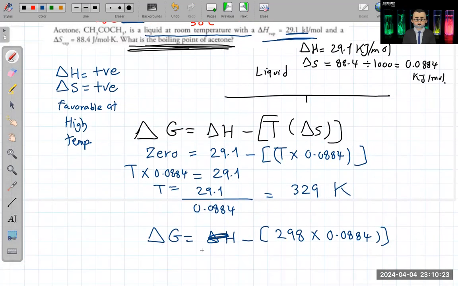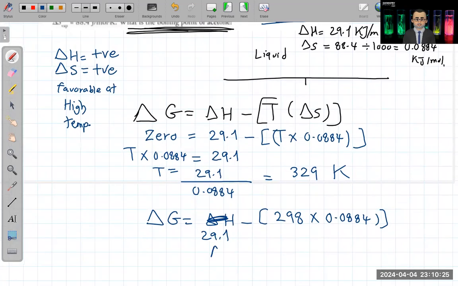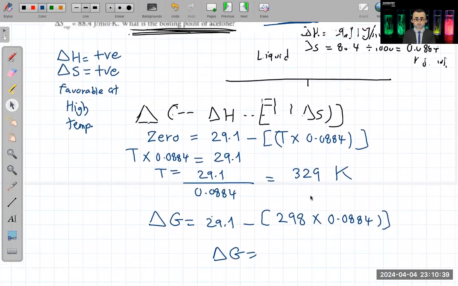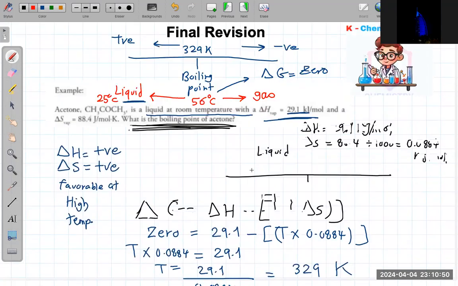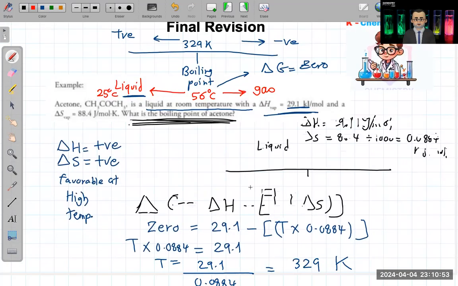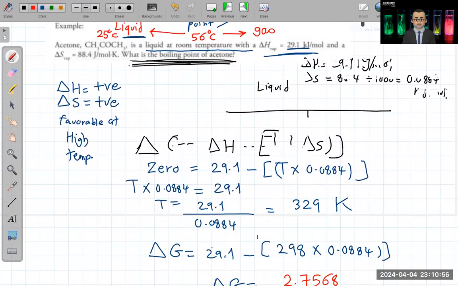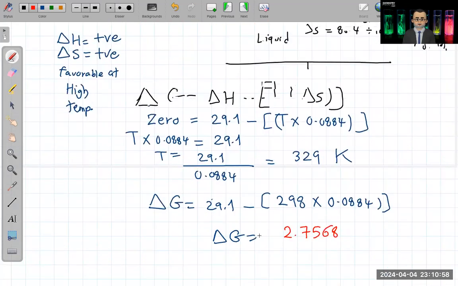29.1. And tell me what will be the delta G. We have chosen it to be 25 degrees. Why are you doing this, sir? He didn't ask me for that, by the way. I'm just making sure that when the temperature decreases, less than 56, it becomes 298. We get 2.7568. Let me try to do it again. 29.1, don't forget this one multiplied by this one. 29.1 minus all of that.